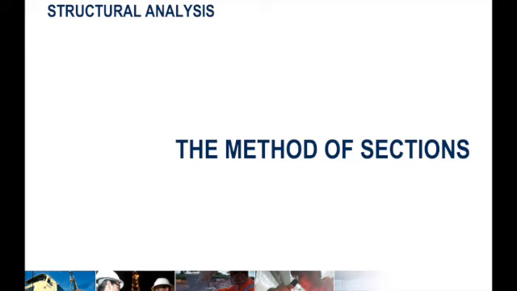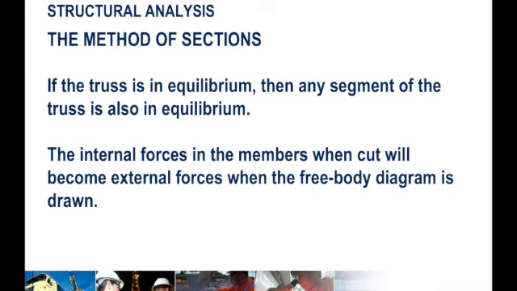Now let's go to the method of sections. So the method of sections is almost the same as the method of joints. It says that if the truss is in equilibrium, then any segment of the truss is also in equilibrium. Just to recall, the method of joints says that if the truss is in equilibrium, then every joint is in equilibrium. So for the method of sections, every segment or any section should also be in equilibrium. That is, you can apply equilibrium equations.